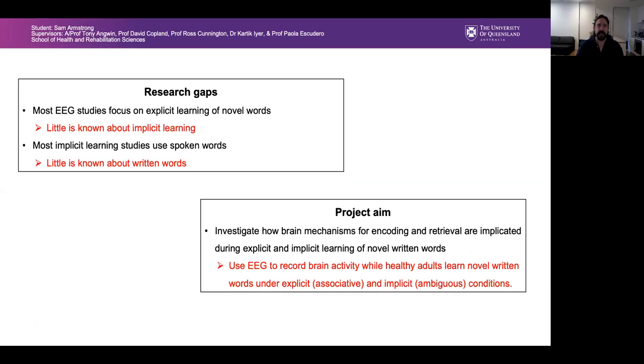In terms of existing gaps in the research, many studies have used EEG to investigate explicit learning of novel words. However, there is little information available on implicit learning. Furthermore, of the studies conducted on implicit learning, most have focused on behavioural measures of spoken words, with few looking at written words and even fewer examining the underlying brain mechanisms. Therefore, the overall aim of this project is to investigate how brain mechanisms underlying initial encoding and subsequent retrieval are involved during the explicit and implicit learning of novel written words.